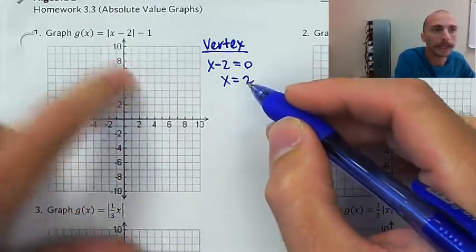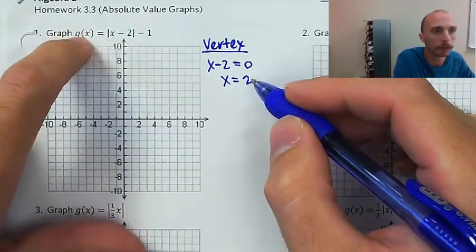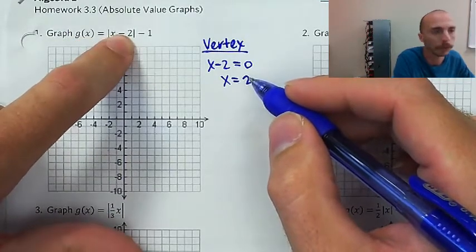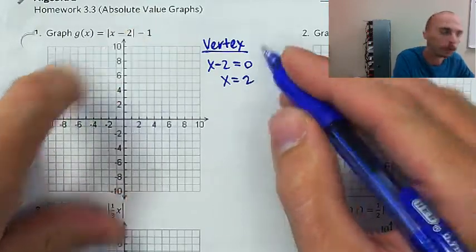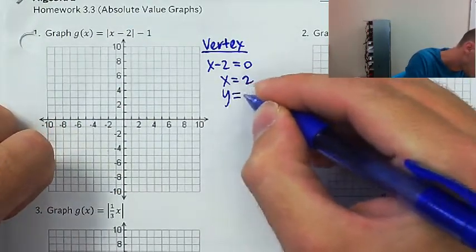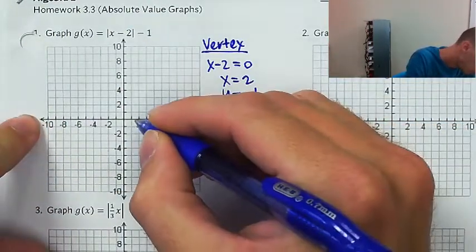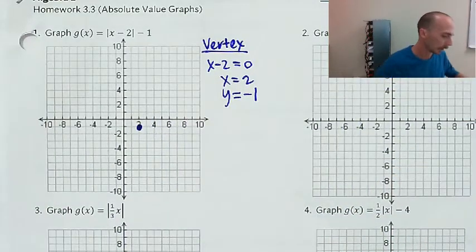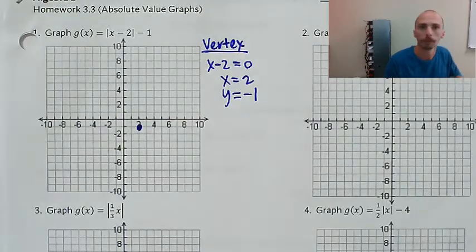And then the y-coordinate I get by plugging in 2 for x, right? So g of 2 is going to be the absolute value of 0, which is what I said was going to happen, minus 1. So y is going to equal negative 1. So 2 and negative 1 is the vertex. And then we need one other point, and I'm going to choose x equals 0, right?